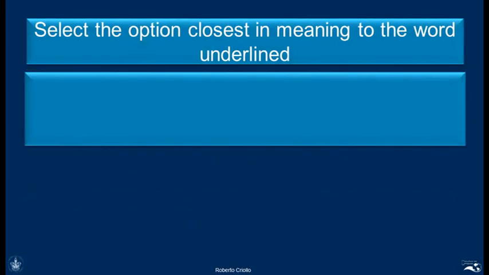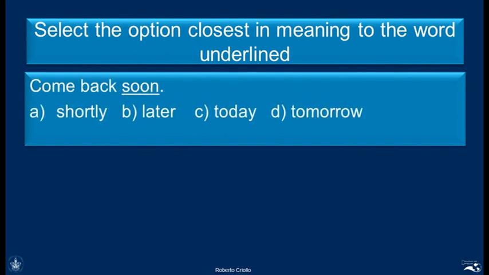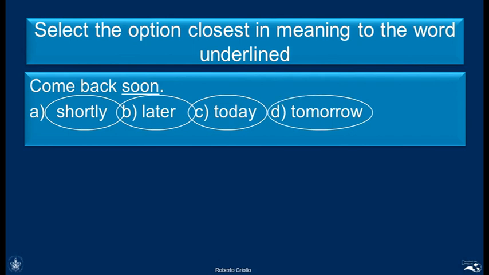This is one example of why it is important to include a context so that our items can be clear and unambiguous. Let's look at the following item, come back soon. We have to select the option that is closest in meaning to the word underlined. So which of these words is closest in meaning to the word soon? When you look at them, you realize that soon could mean shortly, but it can also mean later, right? It could also be today, or it could be tomorrow. So the item is ambiguous.